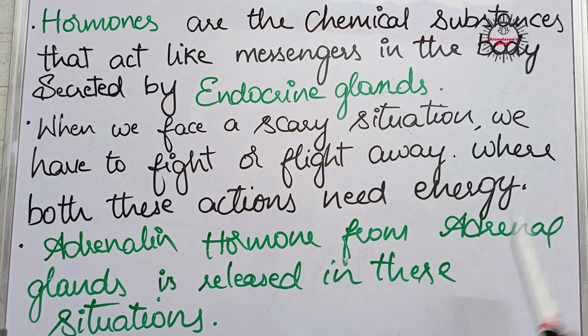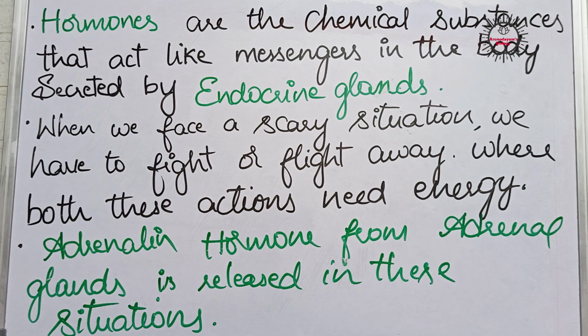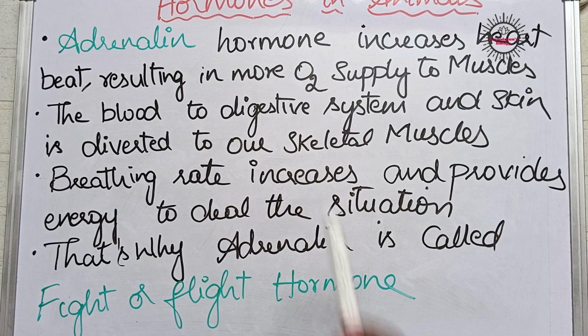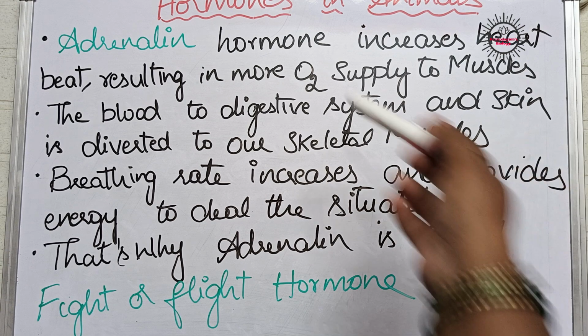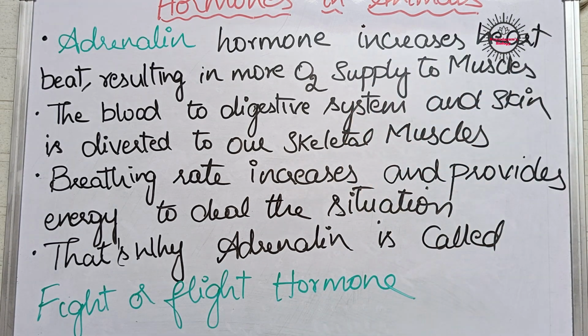So what happens after the release of this hormone? Let us see. This adrenaline hormone, after releasing into blood, it will show its action on so many target organs. It will target so many organs in our body. Especially it will act on heart. It targets heart. It increases heartbeat.